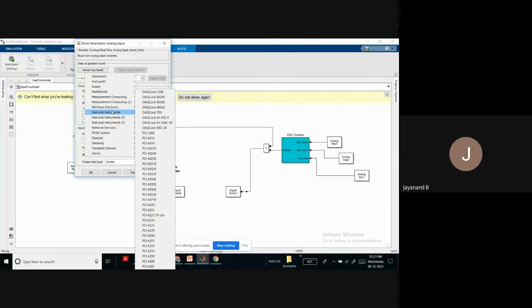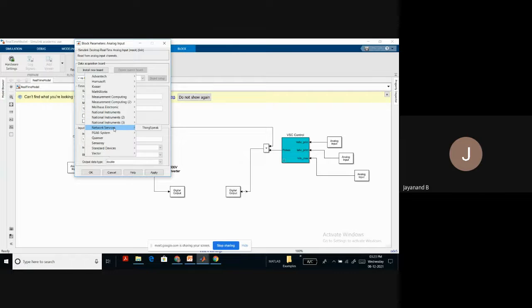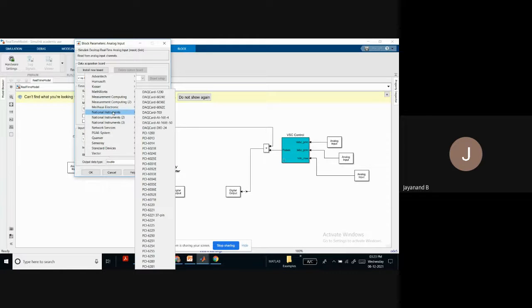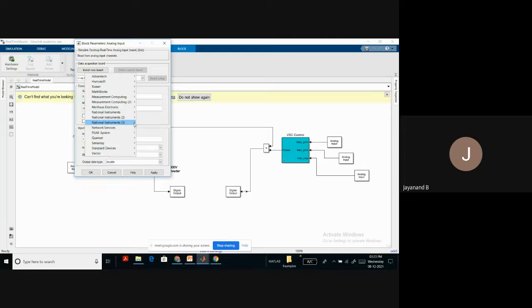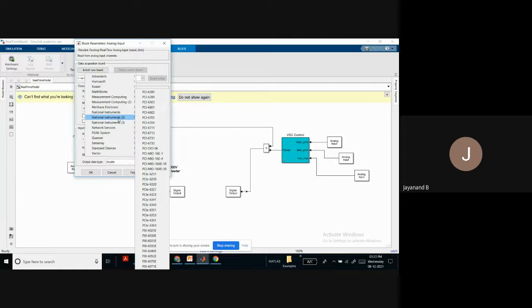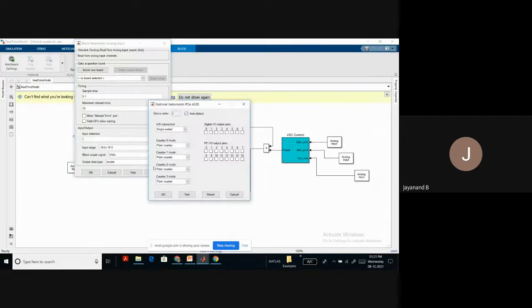So if we go to National Instruments, these are all the boards supported by MATLAB. PCI boards, PCIe boards. There are thousands of boards. Almost all data acquisition boards available in the market are supported by MATLAB, right? Suppose we have a National Instruments PCIe board, say 6321. You just click it, and we add it.